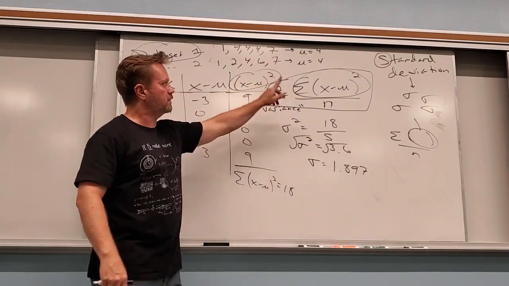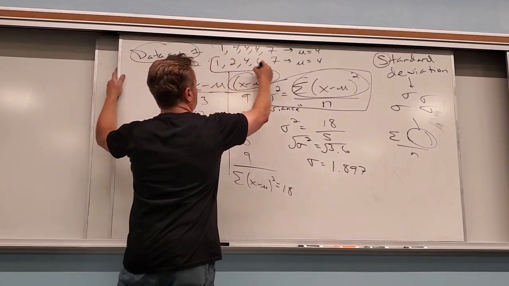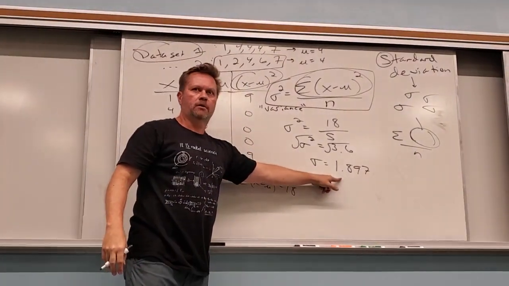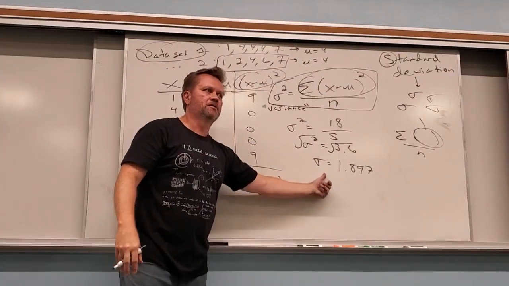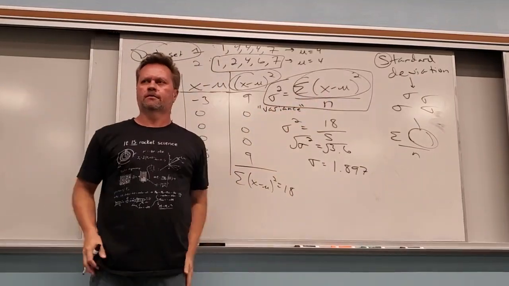So if I do all the same work, which you're going to do right now, all the same work we just did for this data set, you already know this answer should be bigger than 1.897 because it's more spread out, and that's what this measures, right? This measures how spread out data is.